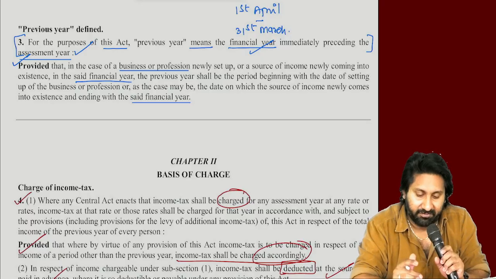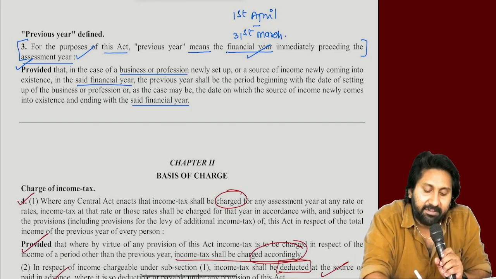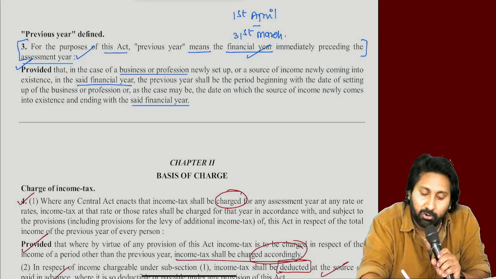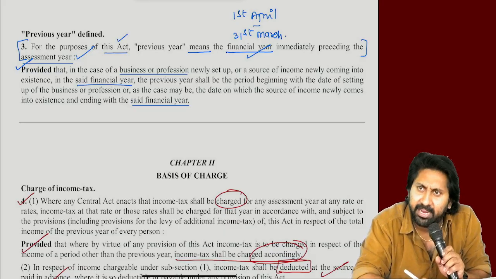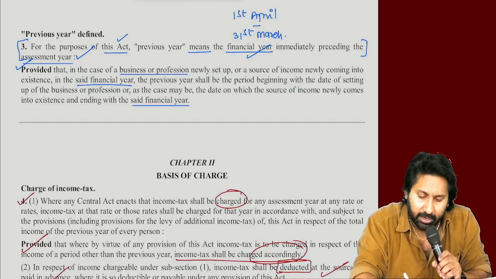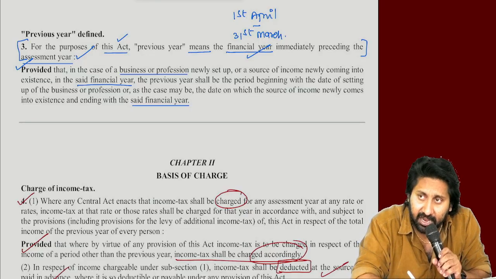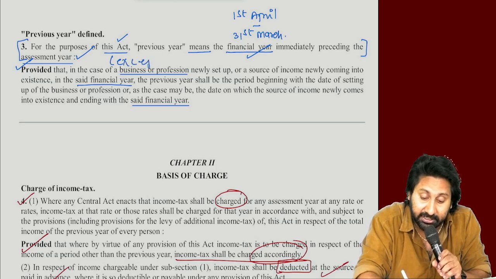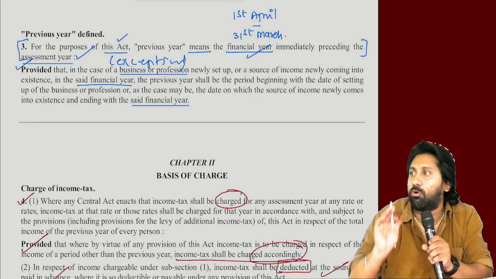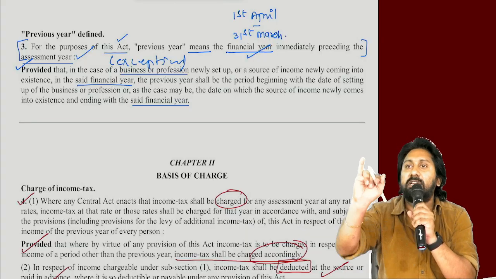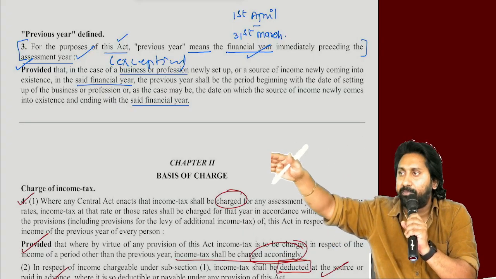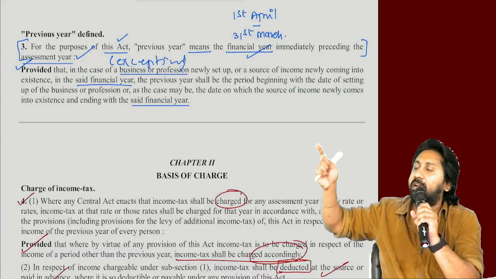Completed? First point: the previous year term is the same for every chapter of the Income Tax Act. How do you know? In the complete Act, wherever the word previous year comes, the definition is the same: the financial year immediately preceding the assessment year. This has exceptions. What are those exceptions? We are going to read them in today's session only. Those sections are 172, 174, 175, 176, and like that. We are going to read, understand and complete those sections in today's class.